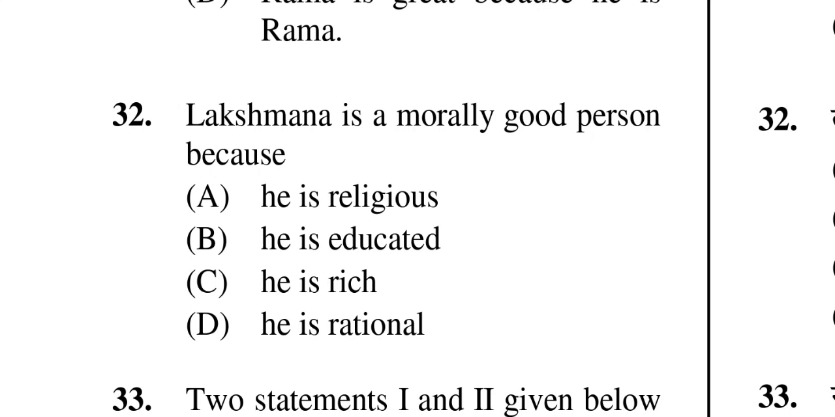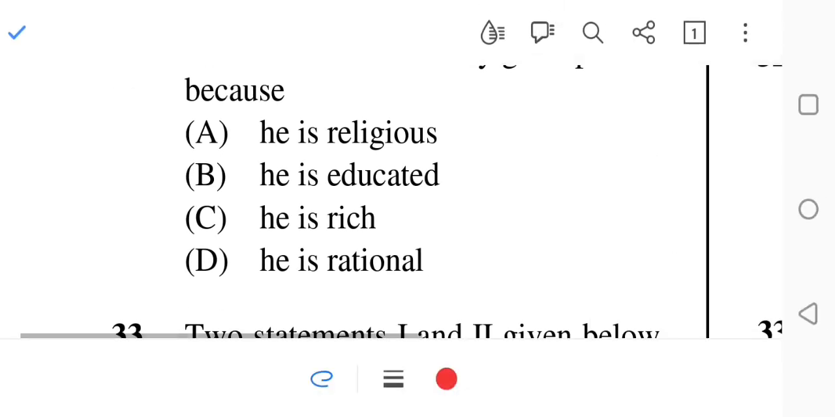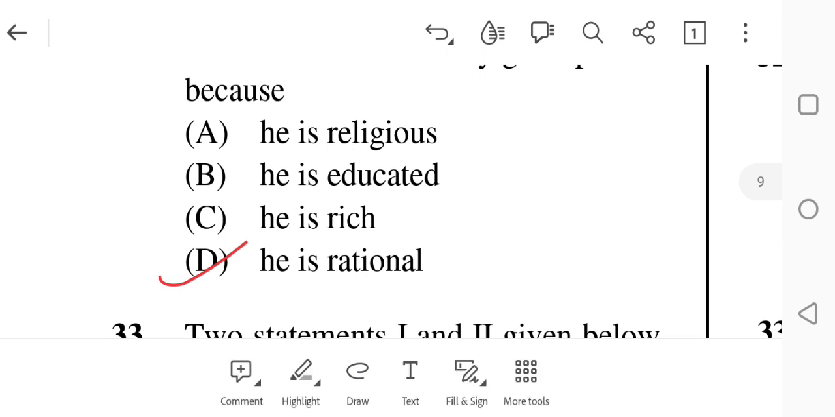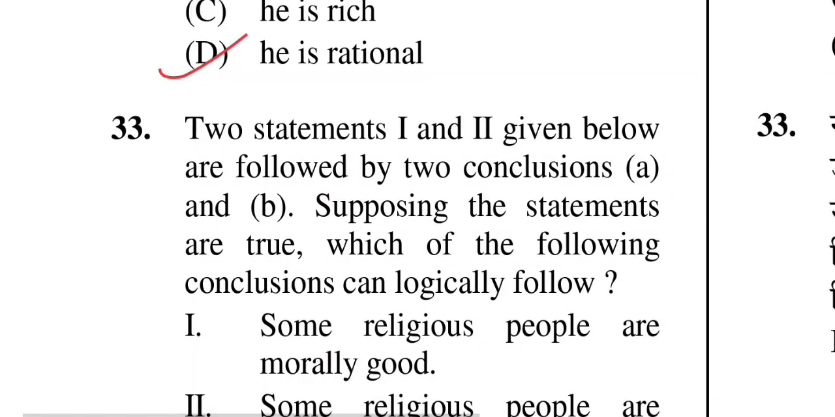32. Lakshmana is a morally good person because he is religious, he is educated, he is rich, he is rational. What do you say? 32. Lakshmana is a morally good person because D, he is rational. If you are rational, then you won't be stupid. You won't be foolish. No one can take advantage of you because you are a rational person. Therefore, if Lakshmana is morally good, then he must be a rational person too.